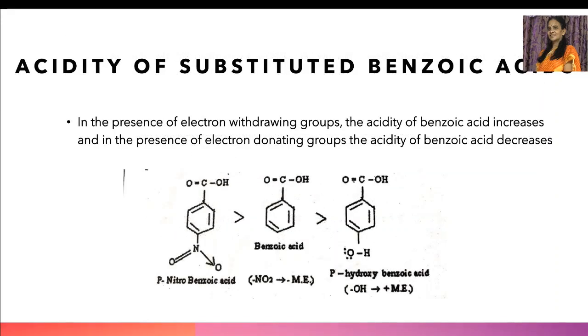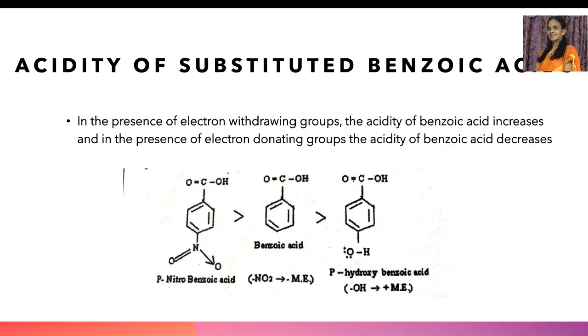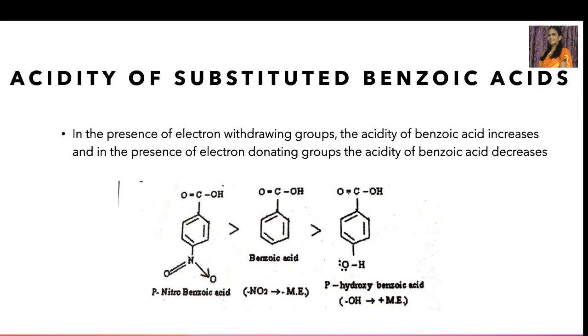Acidity of substituted benzoic acid. Now, if there are electron withdrawing groups, the acidity of benzoic acid increases. And in the presence of electron donating groups, the acidity of benzoic acid decreases. Now, let's see. Taking an example, let's consider the acidity of para-nitrobenzoic acid.